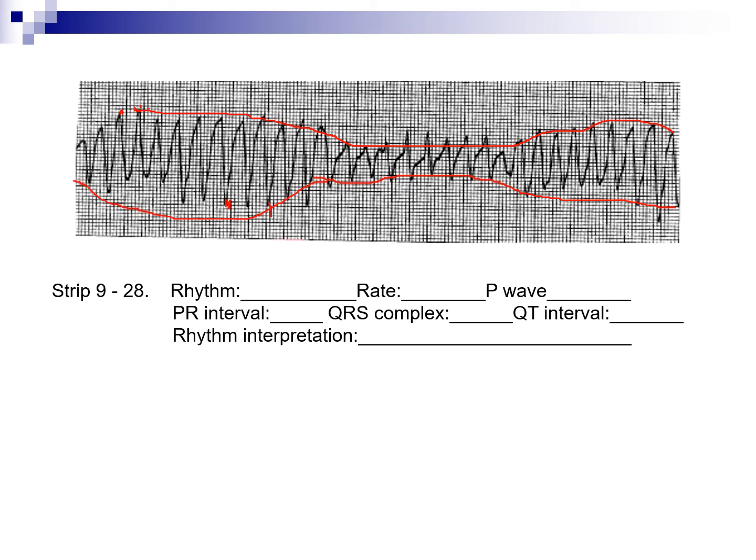polymorphic V-tach. So your treatment is magnesium, 1 to 2 grams. You may have to defibrillate them if they become pulseless. And again, they usually will respond if they have magnesium on board.